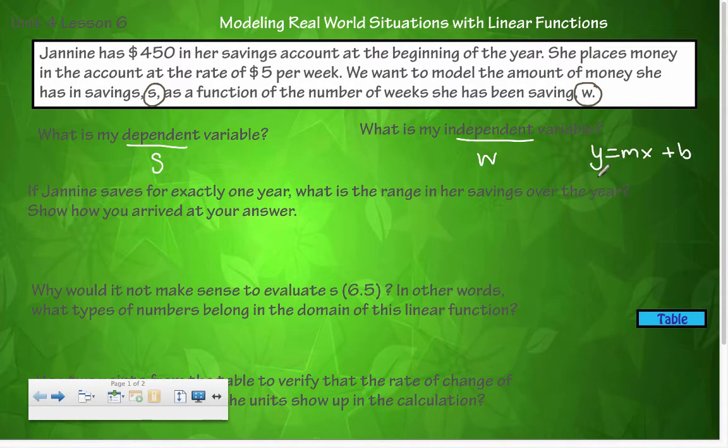So now if I were to rewrite this, my y would no longer be y, but S, because my savings depends on my weeks. So we have this equation here, S equals MW plus B. And they still mean the same thing. B is your starting point, or your y-intercept.